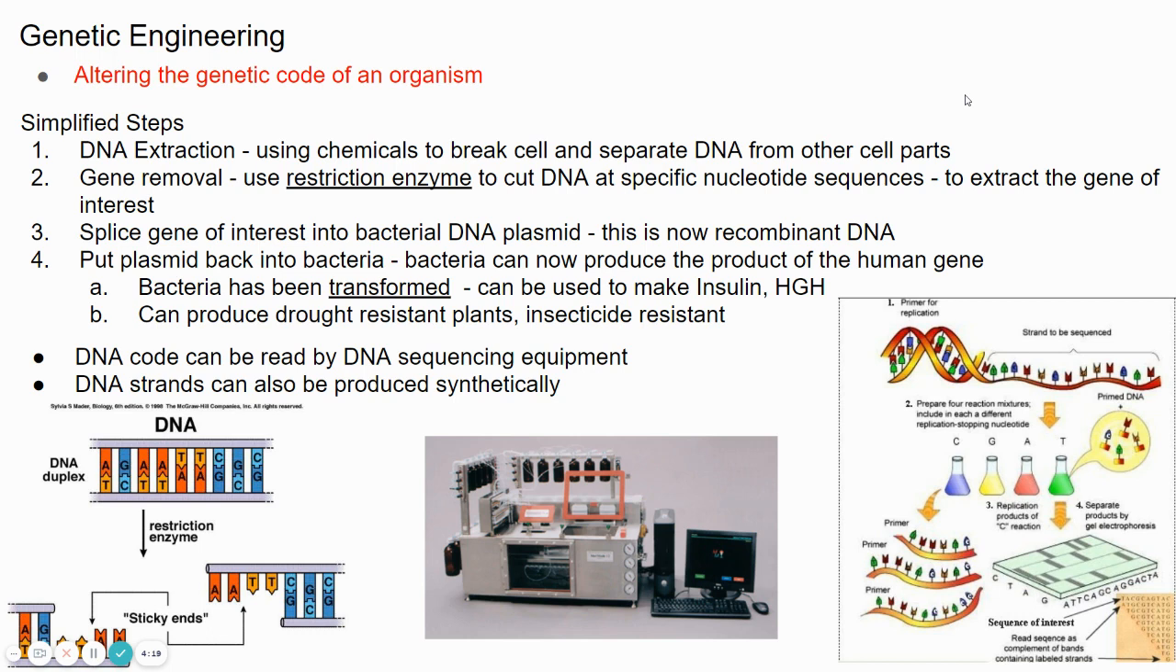And they can do this because we have these special types of enzymes called restriction enzymes. They cut DNA, and scientists can figure out exactly where they're going to cut the DNA. This allows them to kind of cut and paste.